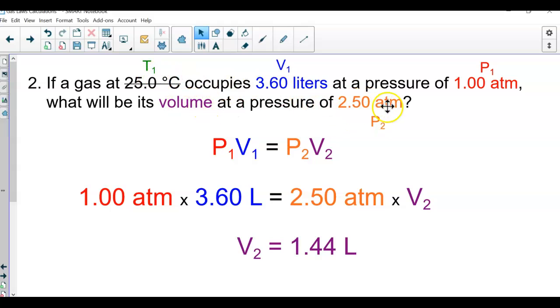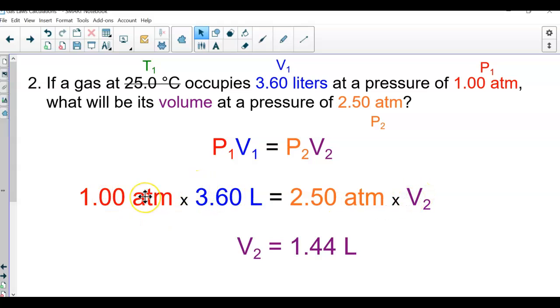Notice temperature has no change, so as we know in Boyle's law, temperature remains constant. Because we see no change in temperature, or we're not given a second temperature, we know that we're still in Boyle's law. P1 V1 equals P2 V2. I'm going to plug in 1 atmosphere for P1, 3.60 liters for V1, 2.50 atmospheres for P2, and then V2 is my unknown. Multiply the left.